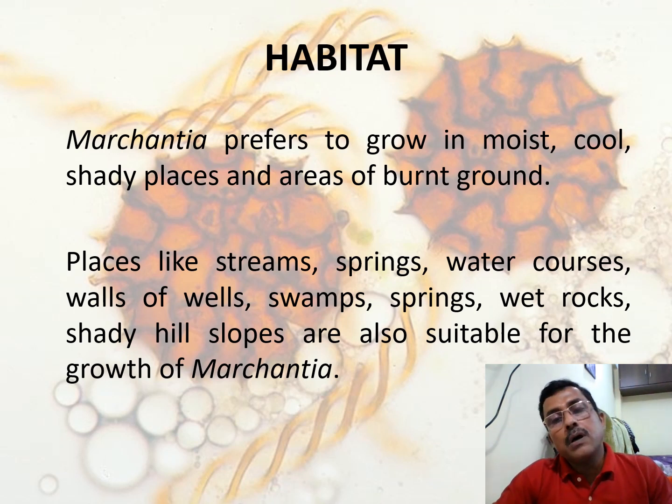That means in which type of places Marchantia lives or prefers to grow. So Marchantia prefers to grow in moist, cool, shady places and areas of burnt ground. Places like streams, springs, watercourses, walls of wells, swamps, wet rocks, and sandy hill slopes are also suitable for the growth of Marchantia.